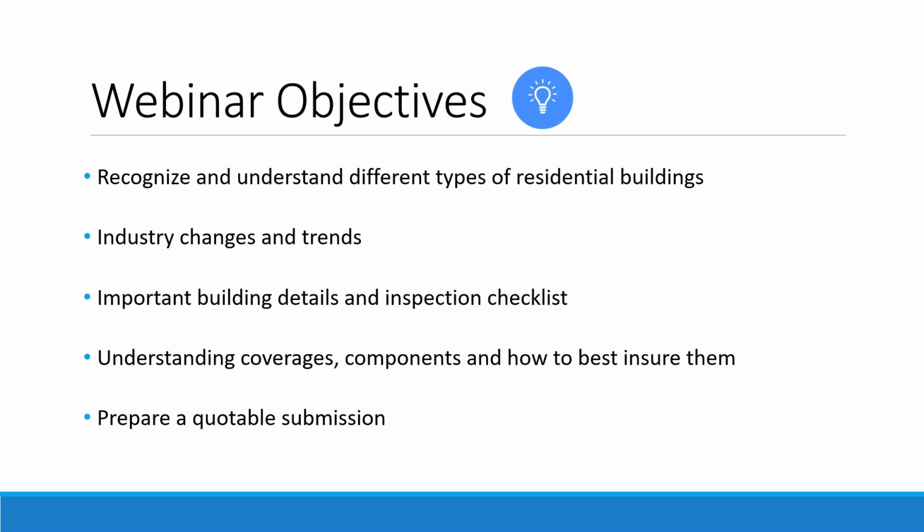So I'm just going to go over what we're going to talk about today. I want to help you recognize and understand different types of residential buildings, and changes that I've been seeing in the industry that I'm sure you are, as well as on the agent side, seeing with your markets and other wholesalers. We'll cover the important things to look out for when you're writing an apartment, what building details are important, and how that correlates to a possible inspection on an apartment building. Then we'll cover the different types of coverages that are important for an apartment, and what I need in order to prepare a quotable submission for you.